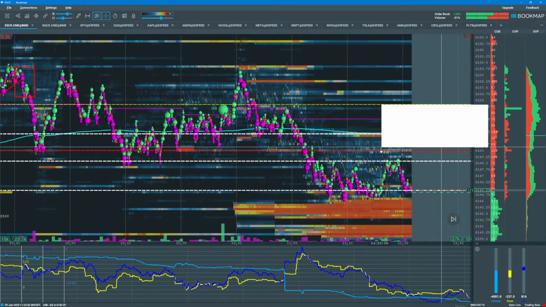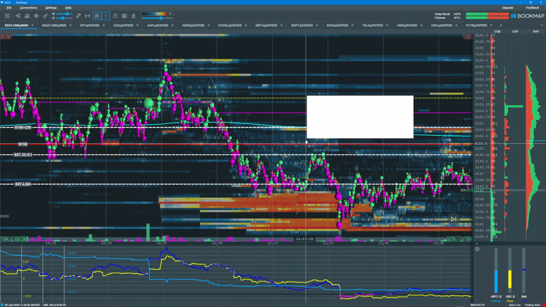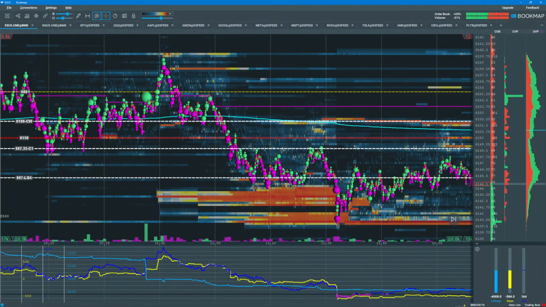All right, let's zoom over a little bit, so we can see ES move back up, tested this combo level, 607.35, combo 1 level, a very important combo level. Combo 1 broke down below 607, sliced all the way through all these limit buy orders, reversed higher back to the 607 level.